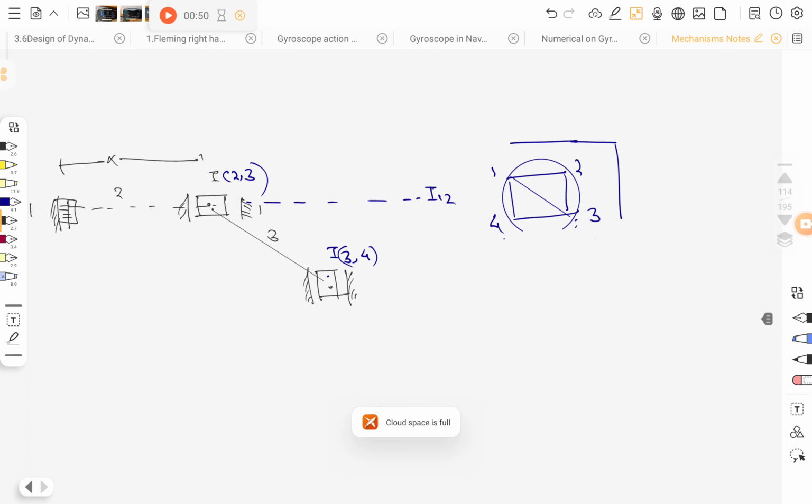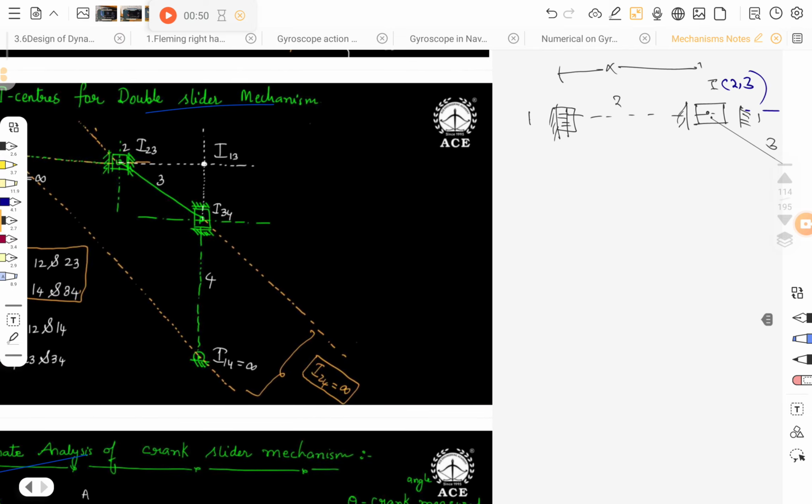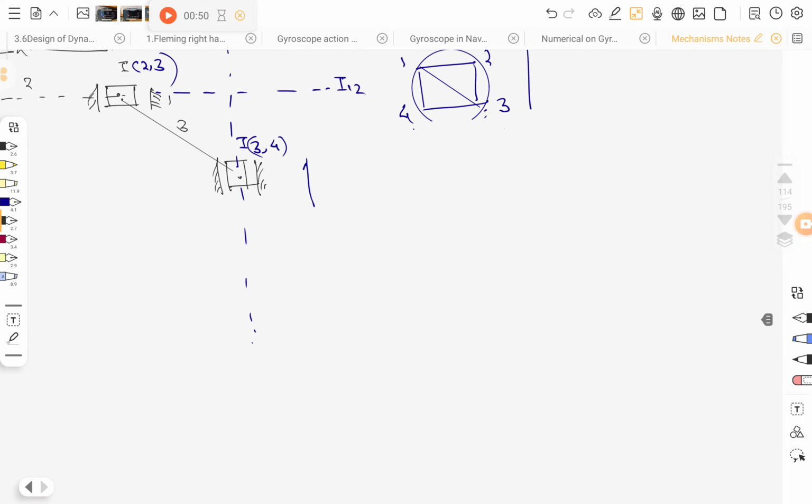So where is I 1, 4? I 1, 4 is here. Here is a prismatic joint, no? So this is the length. You can also suppose this is also a fixed link of infinite length. This is I 1, 4.